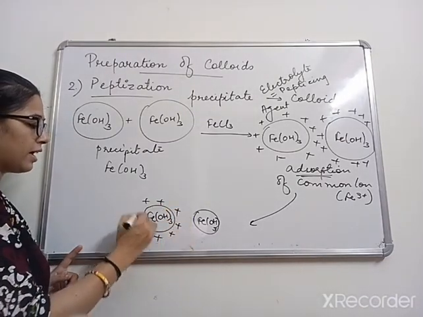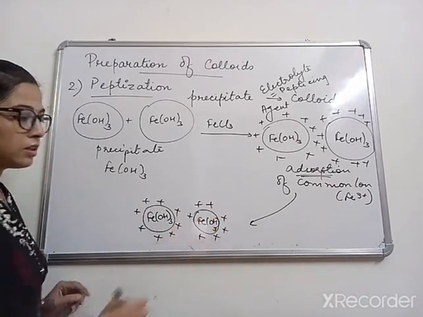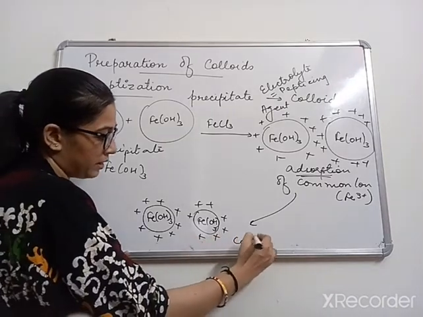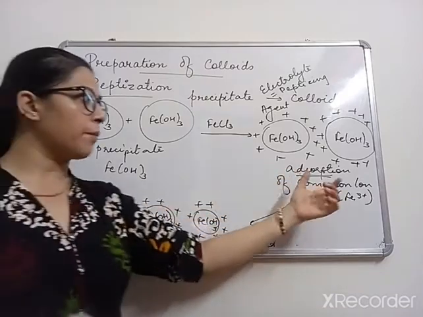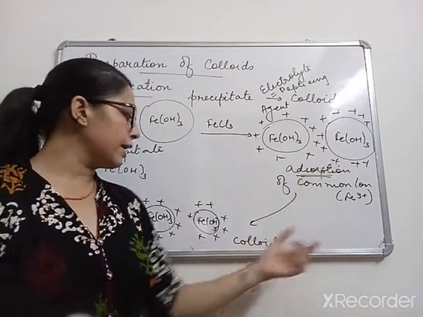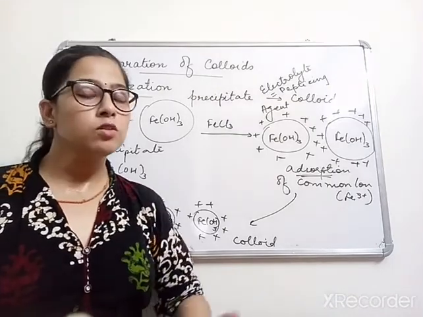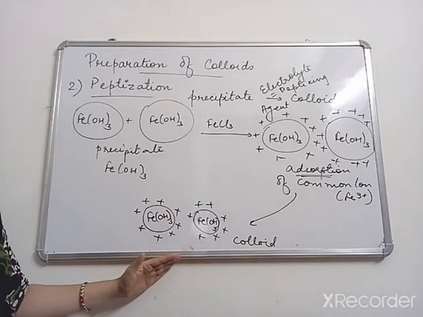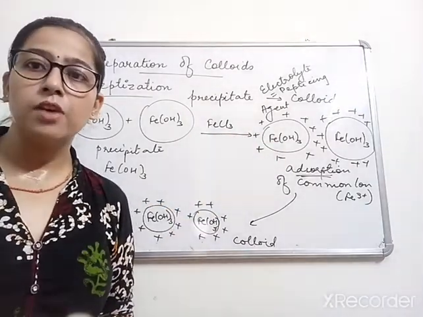of the ferric ion on the surface of the freshly prepared precipitate, the repulsion will break the molecule into colloidal particles. This is the cause: adsorption is happening, which results in repulsion, and hence the breakdown of precipitate into small size colloidal particles. So this is what happens exactly in peptization. How is the precipitate changing into colloidal particles? By adding electrolyte. So the basic reason is adsorption.